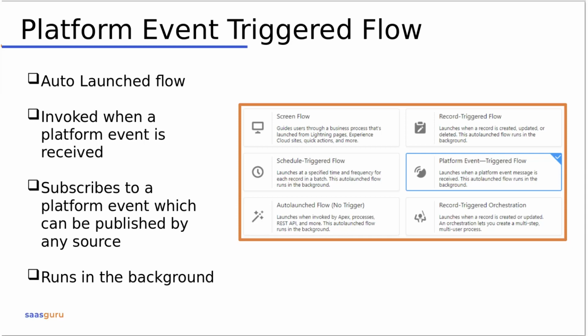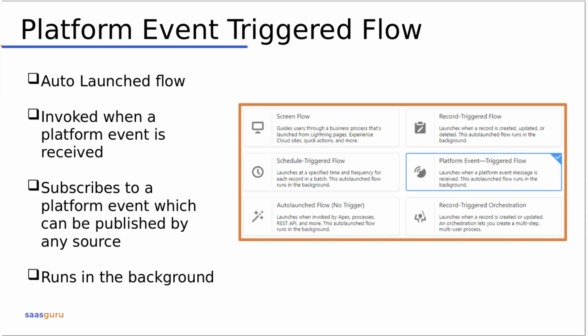Now, a platform event triggered flow is basically an autolaunch flow which runs in the backend. There is no UI for it. As soon as you publish or create a platform event, this flow immediately triggers because it has subscribed to this platform event. How that works, as I said, I will show in the demo, so we have to wait for that.